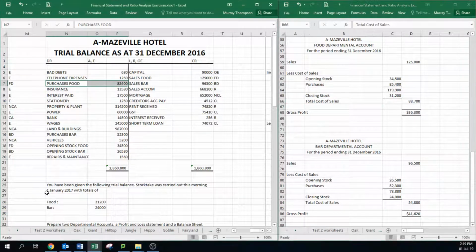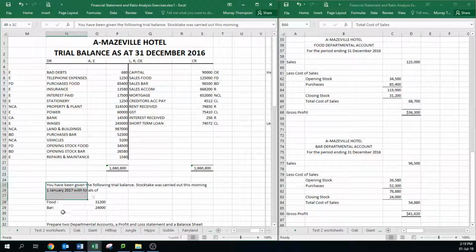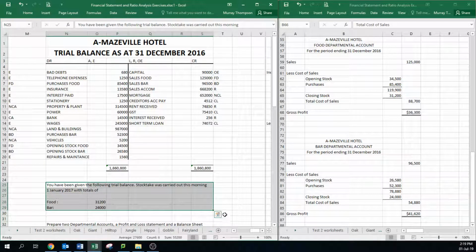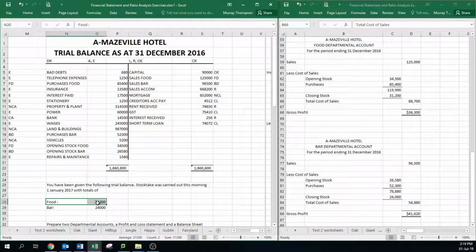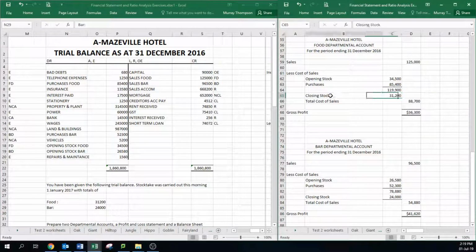Now, closing stock figures, you won't find them in the trial balance here, you have to look down to here. So this gives us our stock take figures, or our closing stock figures of what we owned at the end of the year or period. In this case, we're given a figure for how much food, how much bar. Those are the figures that will come into closing stock.